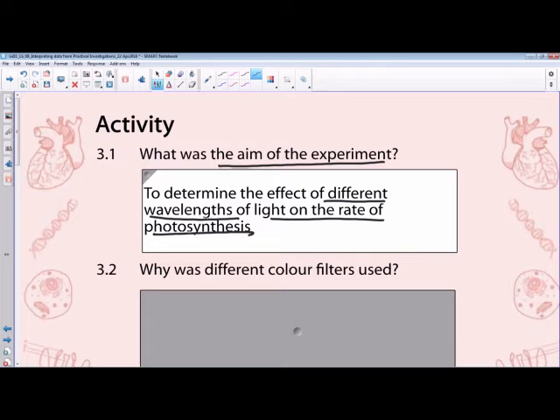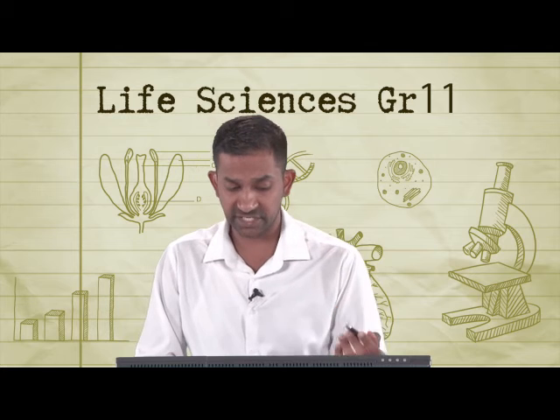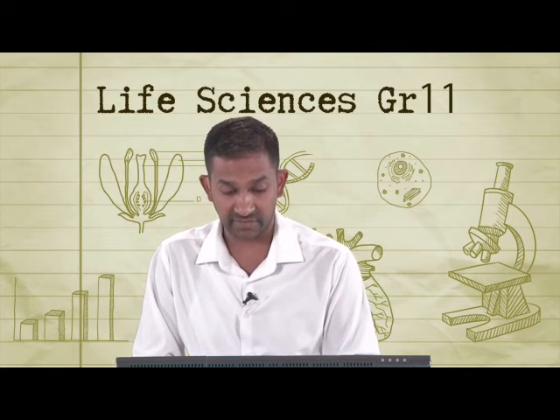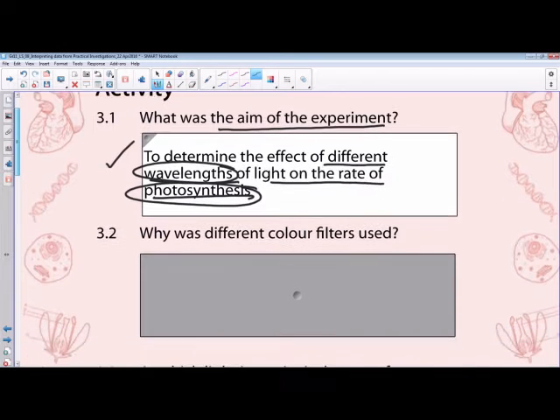We've changed the frequency of the wavelength of light, and we've looked at the rate of photosynthesis and we've measured that. So it is essentially looking at the dependent variable, which is the rate of photosynthesis, and the independent variable would be the different wavelengths of light. Good. Let's look at the next question.